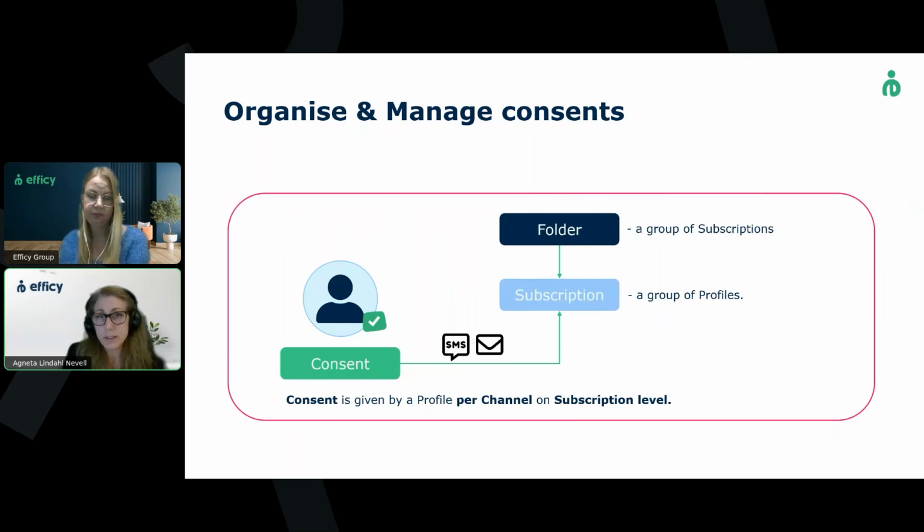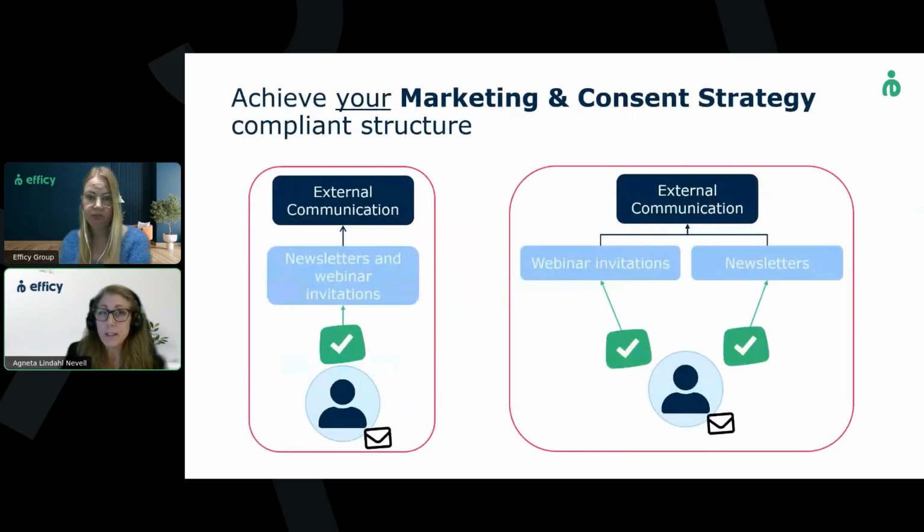Now, your consent structure will always mirror your consent and marketing strategy. So let's look at two examples. In the first example on the left side, the structure is very simple. In the folder external communication, we have one subscription, one channel, which basically means we have one consent for all email communication. So if I opt in, I opt in for both newsletters and webinar invitations at the same time. And when I opt out, I'm actually withdrawing my consent for both as well, which means no more marketing emails from the external communication.